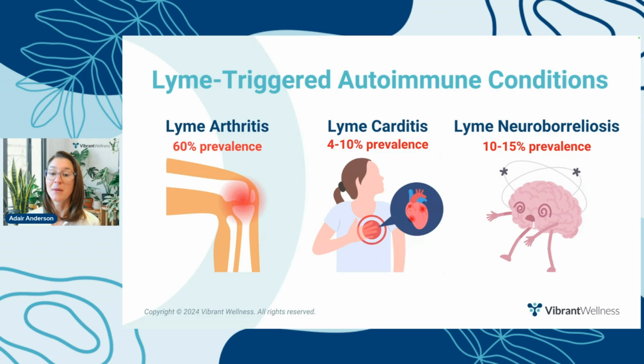Specifically, through molecular mimicry, Lyme disease can trigger these three autoimmune conditions. 60% of patients with Lyme disease end up with Lyme arthritis, 4 to 10% develop Lyme carditis, and there is a 10 to 15% prevalence of Lyme neuroborreliosis.